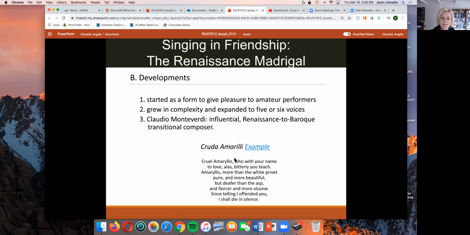So for example, this example is about cruel Amaryllis, cruda Amarilli. Who with your name to love, alas, bitterly you teach. Amaryllis more than the white privet, pure and more beautiful, but deafer than the asp, and fiercer and more elusive. Since telling I offended you, I shall die in silence.